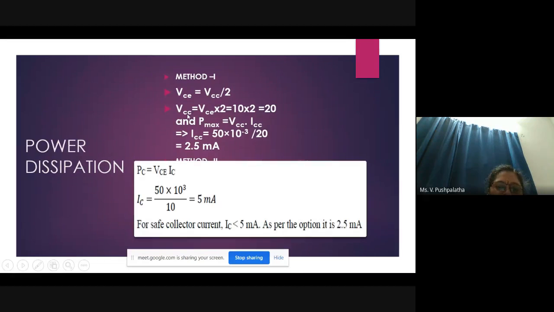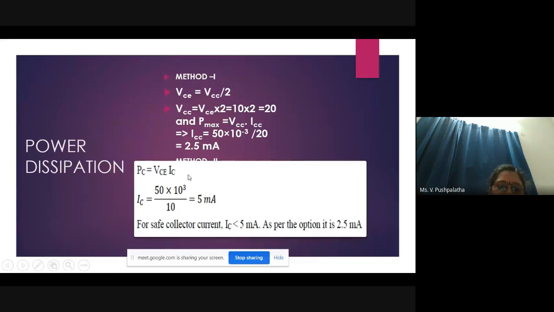Now you need to find out the maximum power they had given. First you need to find your current. So VCC equal to VCE into 2, which is equal to 20 volt. The maximum power they had given, P max, is VCC into ICC. So here 50 milliwatt over 20, which is equal to 2.5 milliamps. This is one method of finding the ICC value.